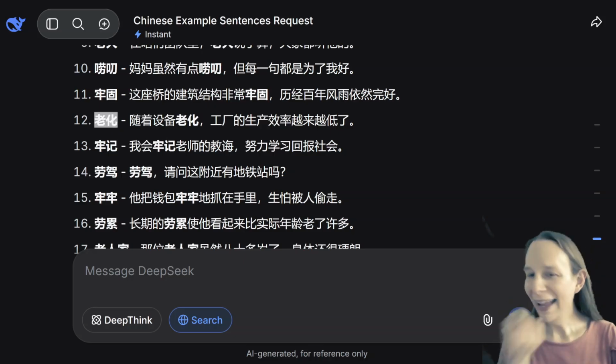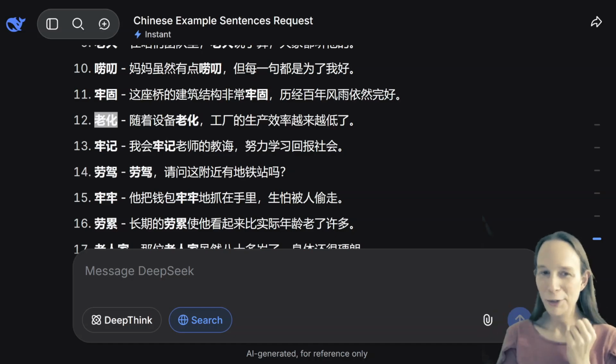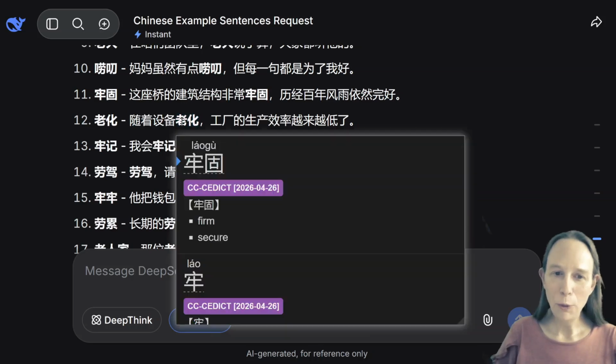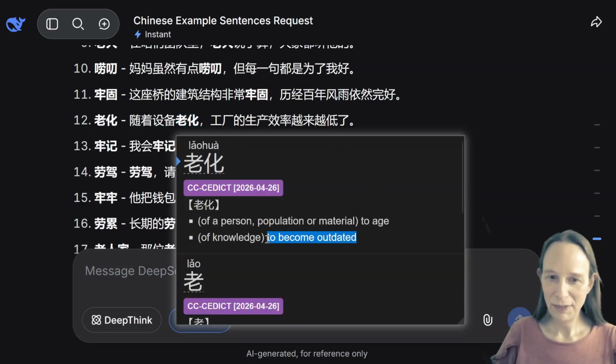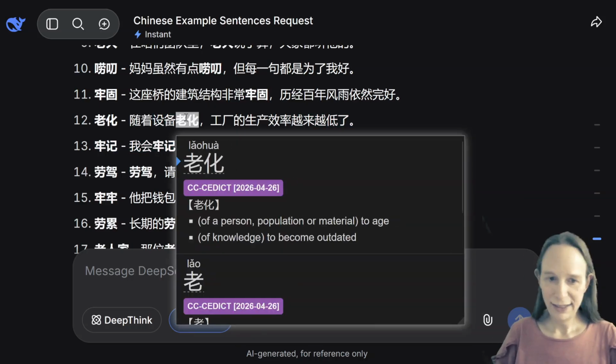老化, adjective 化. Adjective 化 is a verb meaning to become more adjective. So adjective 化, 老化, it'll be to become old or age. So 设备老化, becoming outdated. Okay. Or aging of a person, population, material. 工厂的生产效率越来越低了. Right, as the equipment ages. Yeah, 老化.